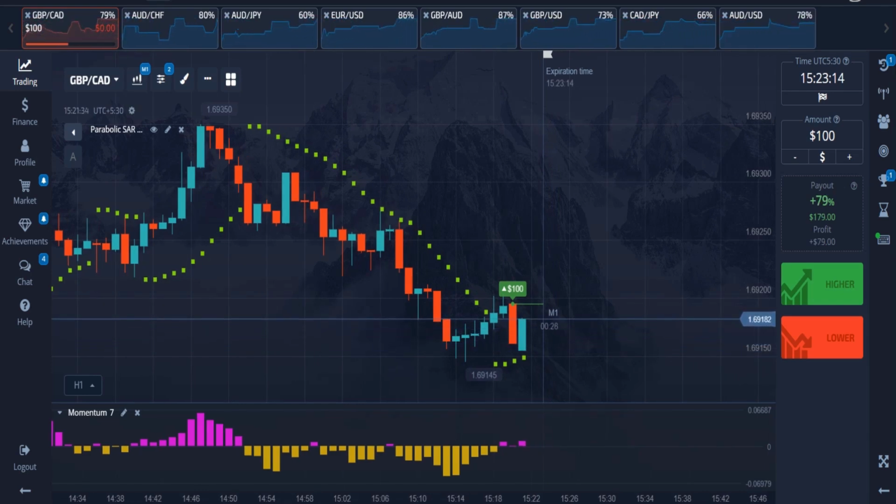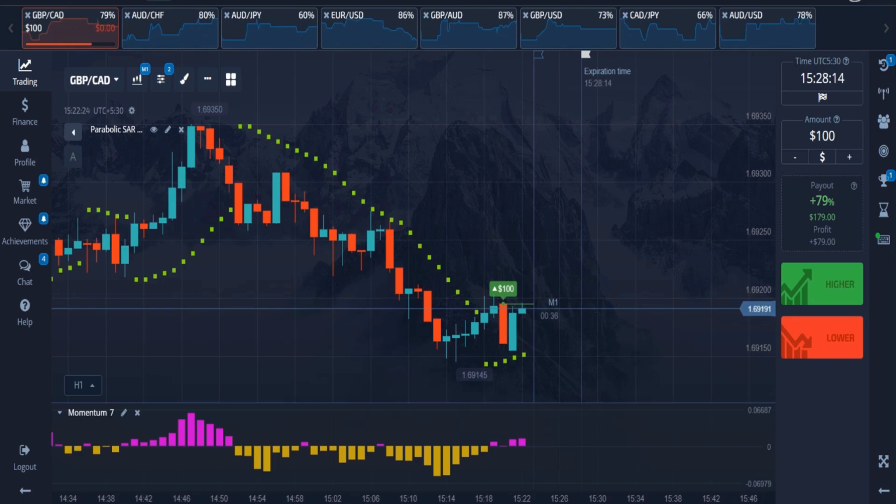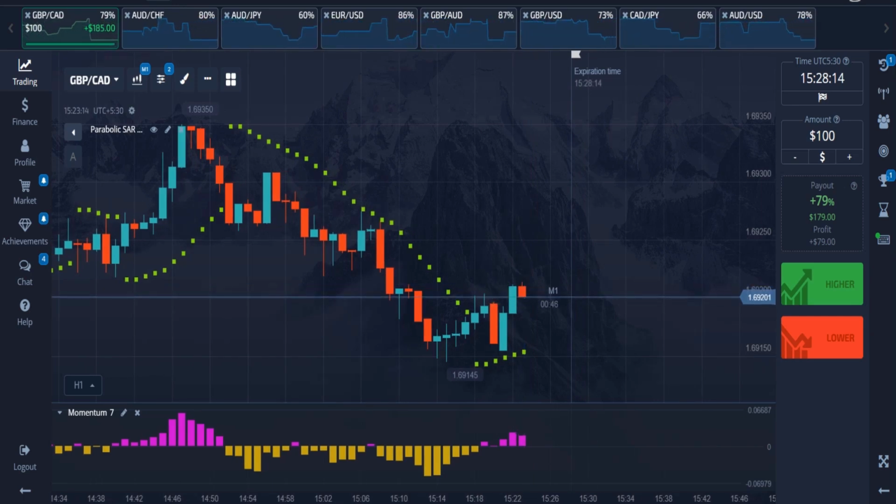Trading binary options involves significant financial risk and can lead to losing money. Always trade responsibly and use funds you can afford to lose. Now let's see how this trade performs. Profit or loss? Stay tuned to find out.